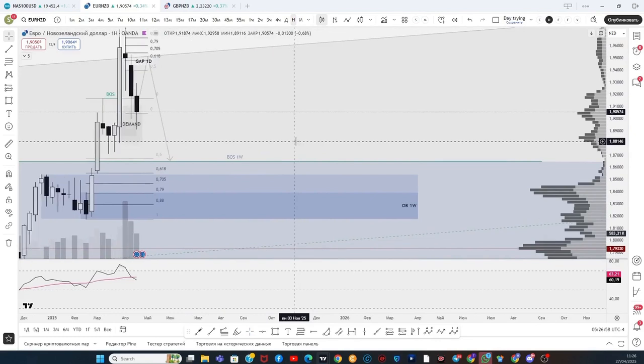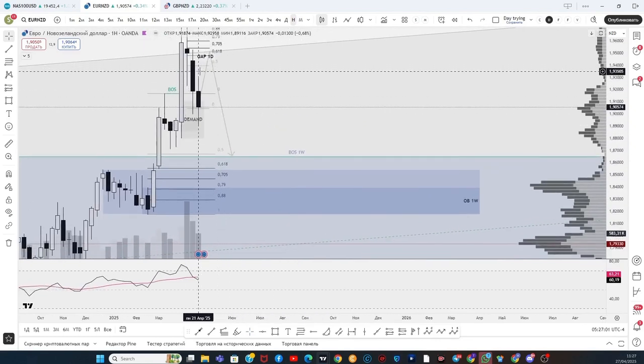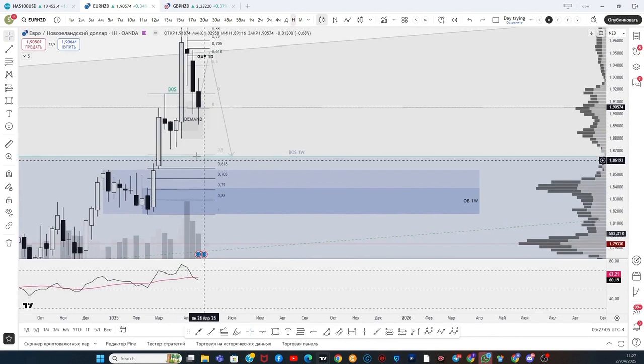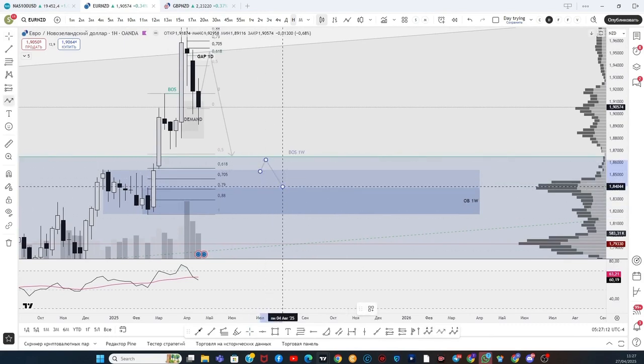So what can we assume here? After this impulse, a correction, mitigation of the Fibonacci level in the 0.5 zone. A global reversal can be expected here.